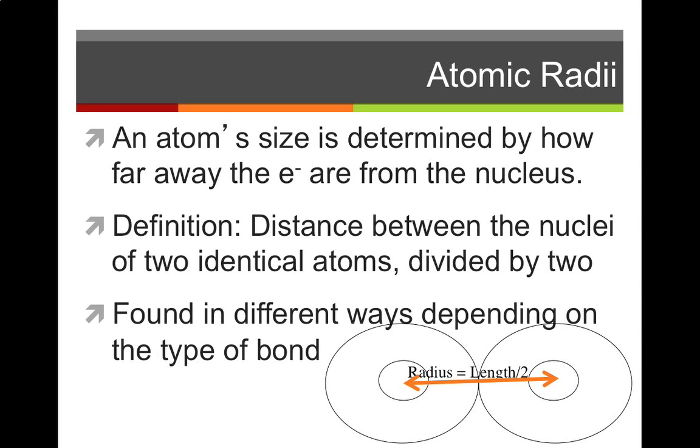If we're just looking at one atom, we can't pinpoint where any electron is at any given time, and so that makes it very difficult for us to look at just one individual atom that's not bonded to anything else and determine its radius.